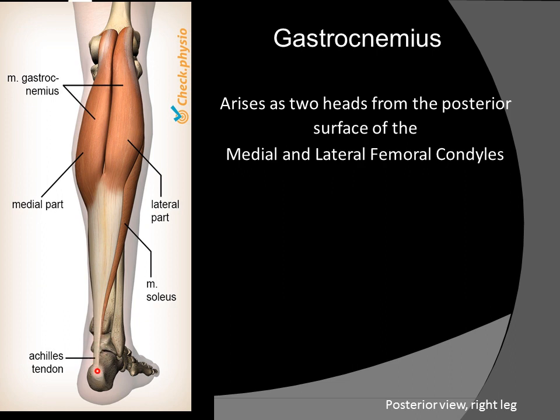Eventually this tendo Achilles is inserted into the middle of the posterior surface of the calcaneum bone. Okay, so origin is from the medial head, from the medial condyle of the femur, lateral head from the lateral condyle of the femur. So they descend down and they unite and they form a broad aponeurotic sheath along with the soleus. This sheath is known as the tendo calcaneus, which eventually inserts into the middle of the posterior surface of the calcaneum bone.